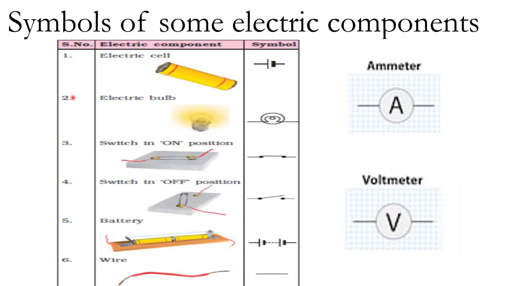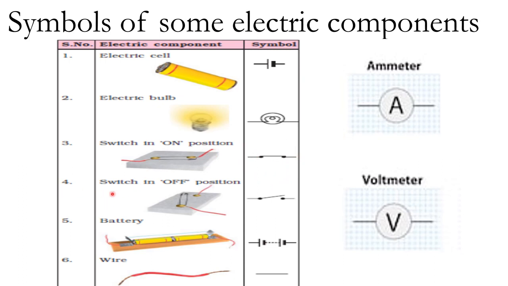Moving on to number 2, electric bulb. An electric bulb is represented by this symbol. Third component, switch. An electric switch can have two positions, one on position and another off position. Let's first check the symbol of switch in on position. Here we can see two dots. However, they are connected. The gap between them is bridged. So, it represents the switch in closed condition.